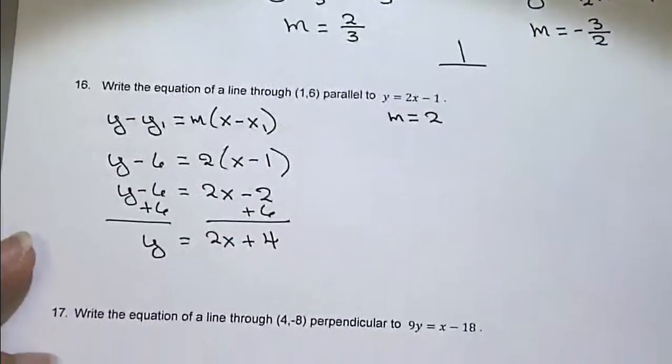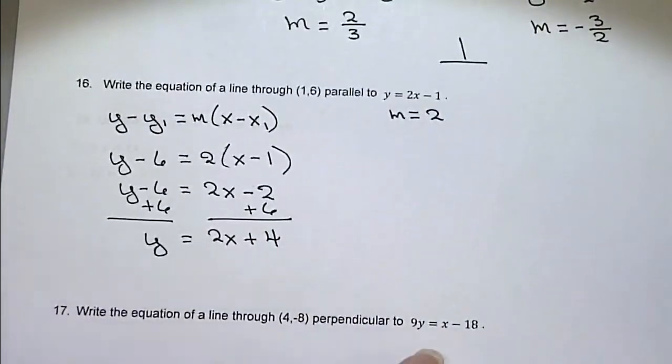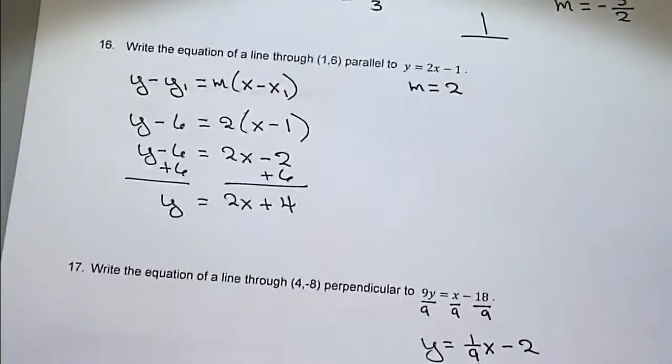Now I've got to write one that is through this point with a slope that's perpendicular to this line. But I don't know the slope of this line because it's not in the right format. I'm going to have to divide everything by 9 to get there. So this is y is equal to, well, that's x over 9, isn't it? Let's move the numbers out front and call it 1/9 times x minus 2. Are you good with that?